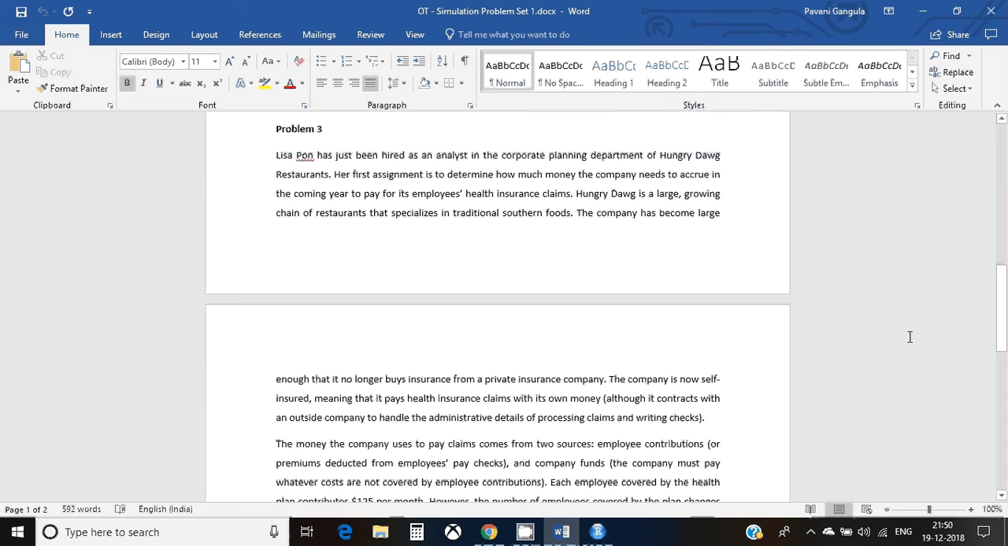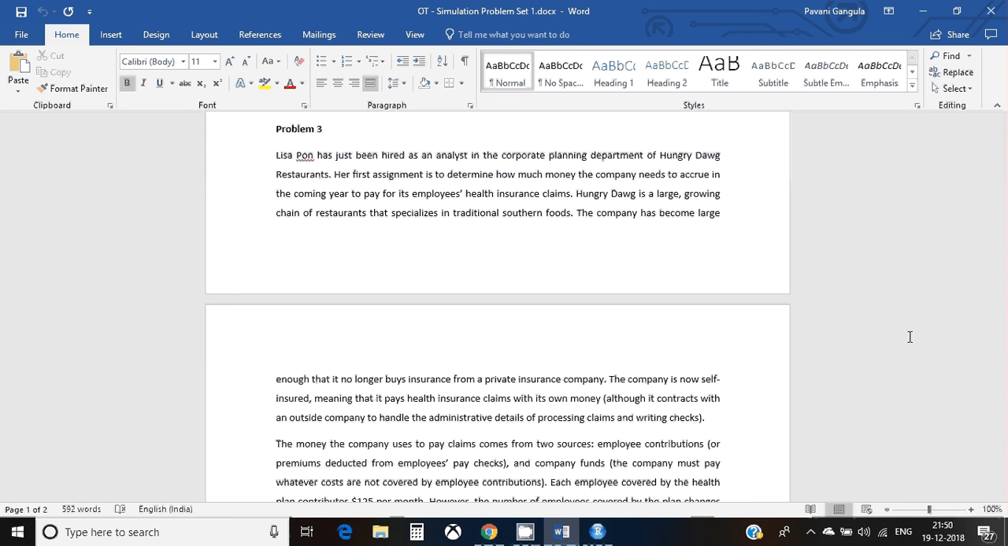Lisa Pond had just been hired as an analyst in the corporate planning department of Hungry Dog Restaurants. Her first assignment is to determine how much money the company needs to accrue in the coming year to pay for its employees' health insurance claims. Hungry Dog is a large, growing chain of restaurants that specializes in traditional southern foods.